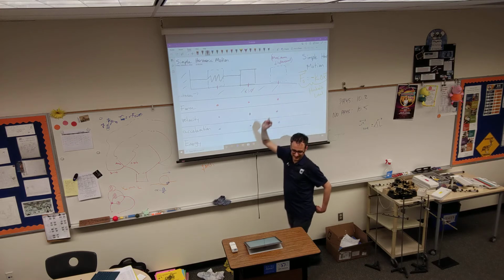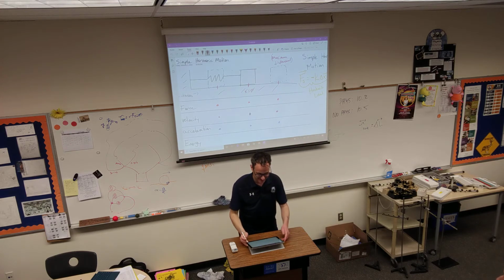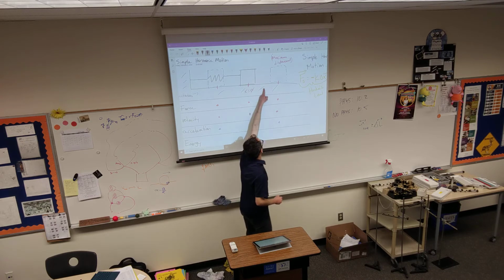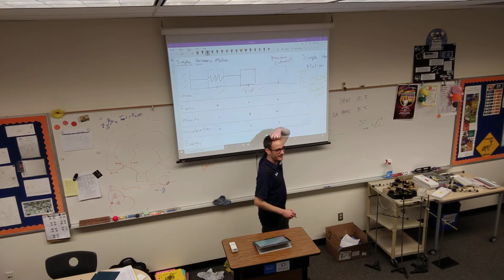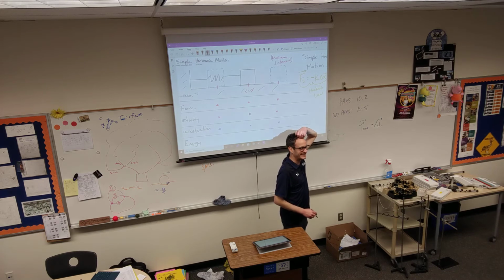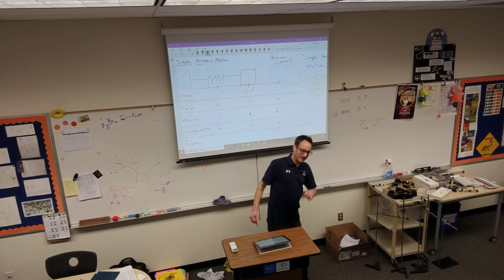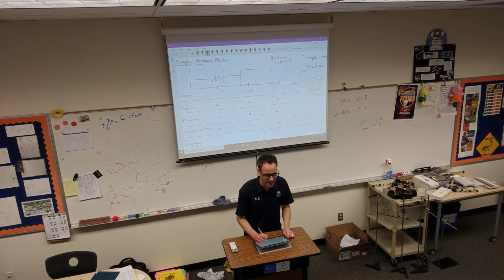Delta X max. Delta X would be the displacement, but this would also be the max displacement here: the absolute value of delta X max. That's a lot of words. That's right, we call it the amplitude.